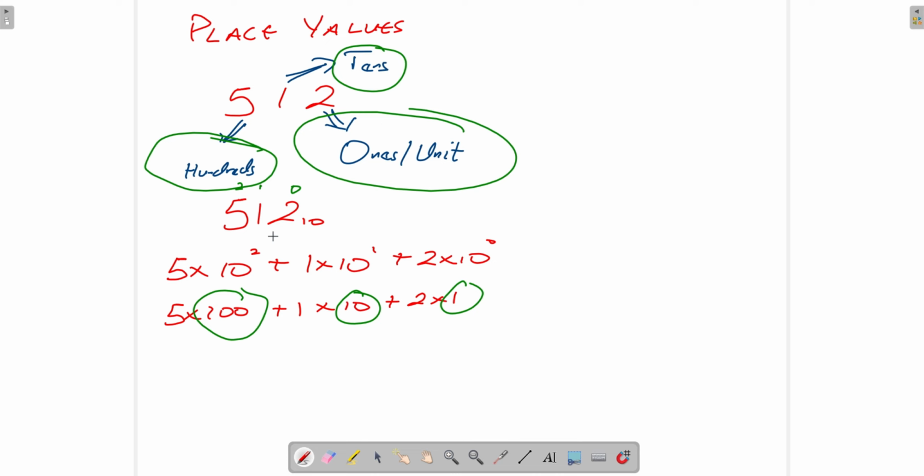The base of a number determines its place value. It is because we are calculating in base 10 that 5 is in hundreds. So if you're calculating in base 3 or base 4 or base whatever, it will not be in hundreds. The value of that number will be with respect to the base.